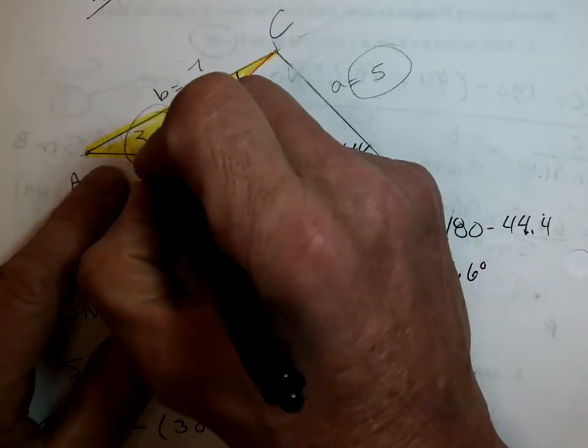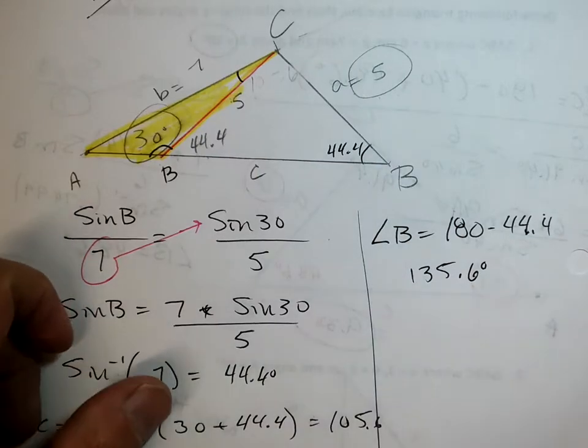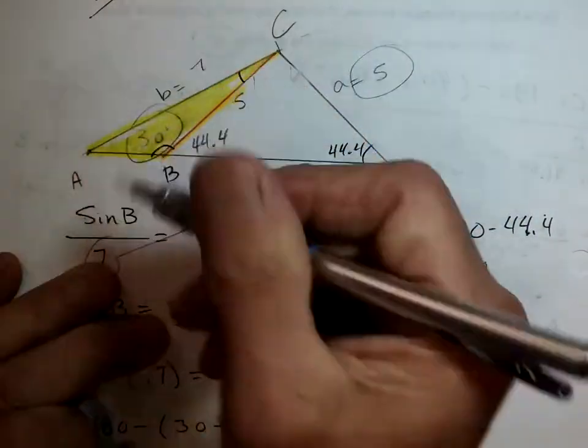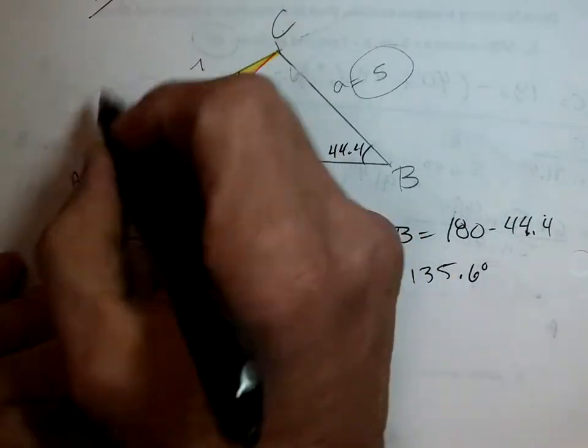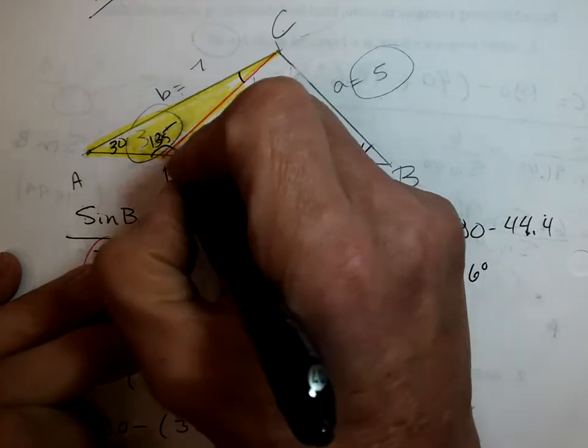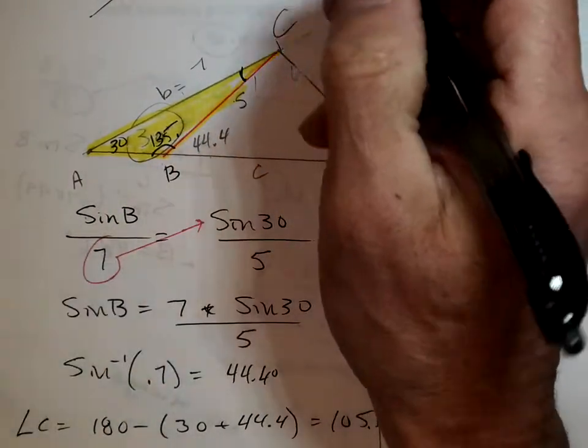Let me erase that 30, because that 30 is in here. 30 is right in there. This angle is 135.6. Now, how do you find angle C?